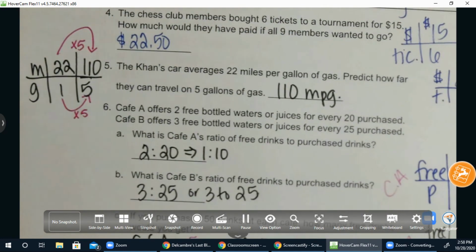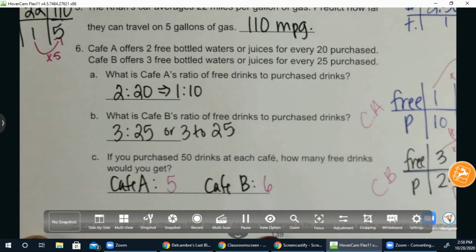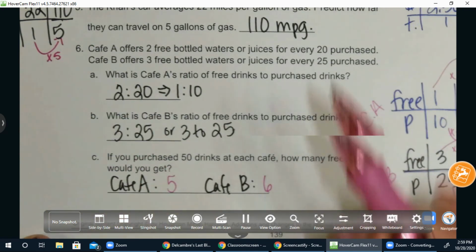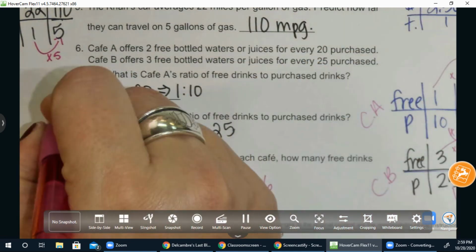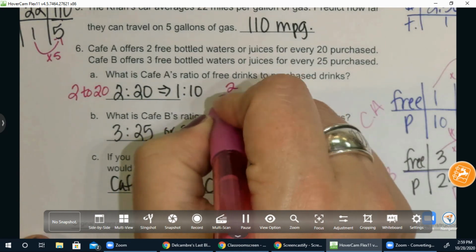All right, so number 6, Cafe A offers 2 free bottles of water or juices for every 20 purchases. Cafe B offers 3 free bottles of water or juices for every 25. So what's my ratio? So it would be 2 to 20. You can also simplify it to 1 to 10. We'll look at that in a minute. You can also do 2 to 20 or set it up as a fraction as 2 over 20.